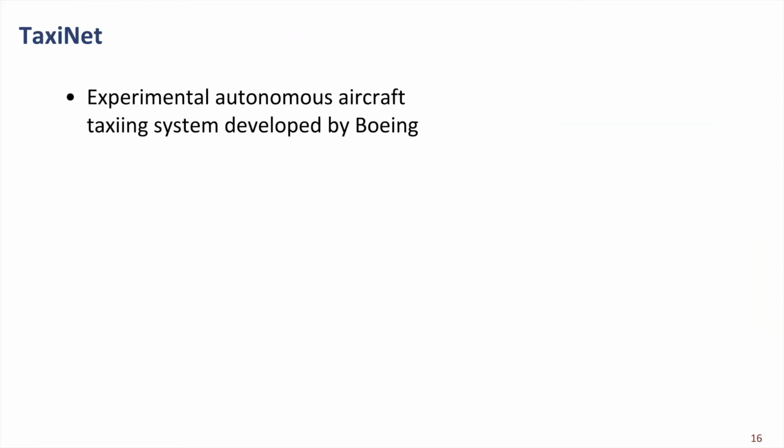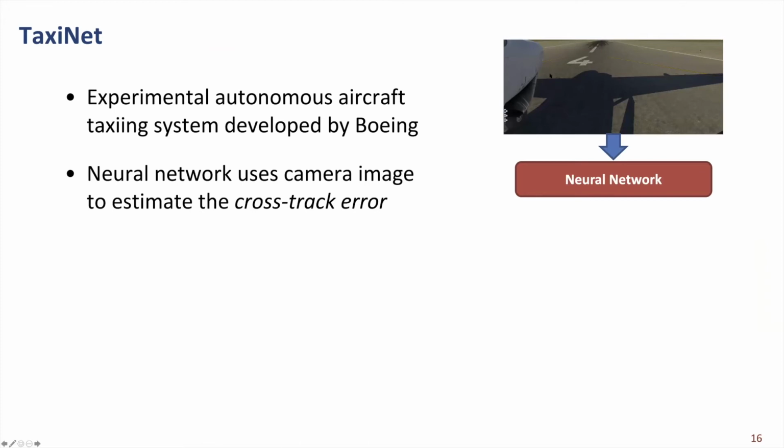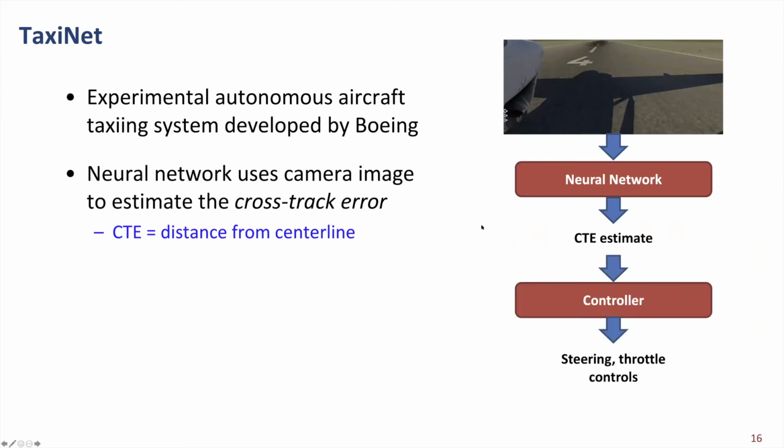So this TaxiNet system, as I mentioned, uses a neural network to take an image like this one and then estimate the cross-track error, which is the distance to left or right of the center line of the runway. Then that goes into a controller to generate the steering and throttle controls for the aircraft.